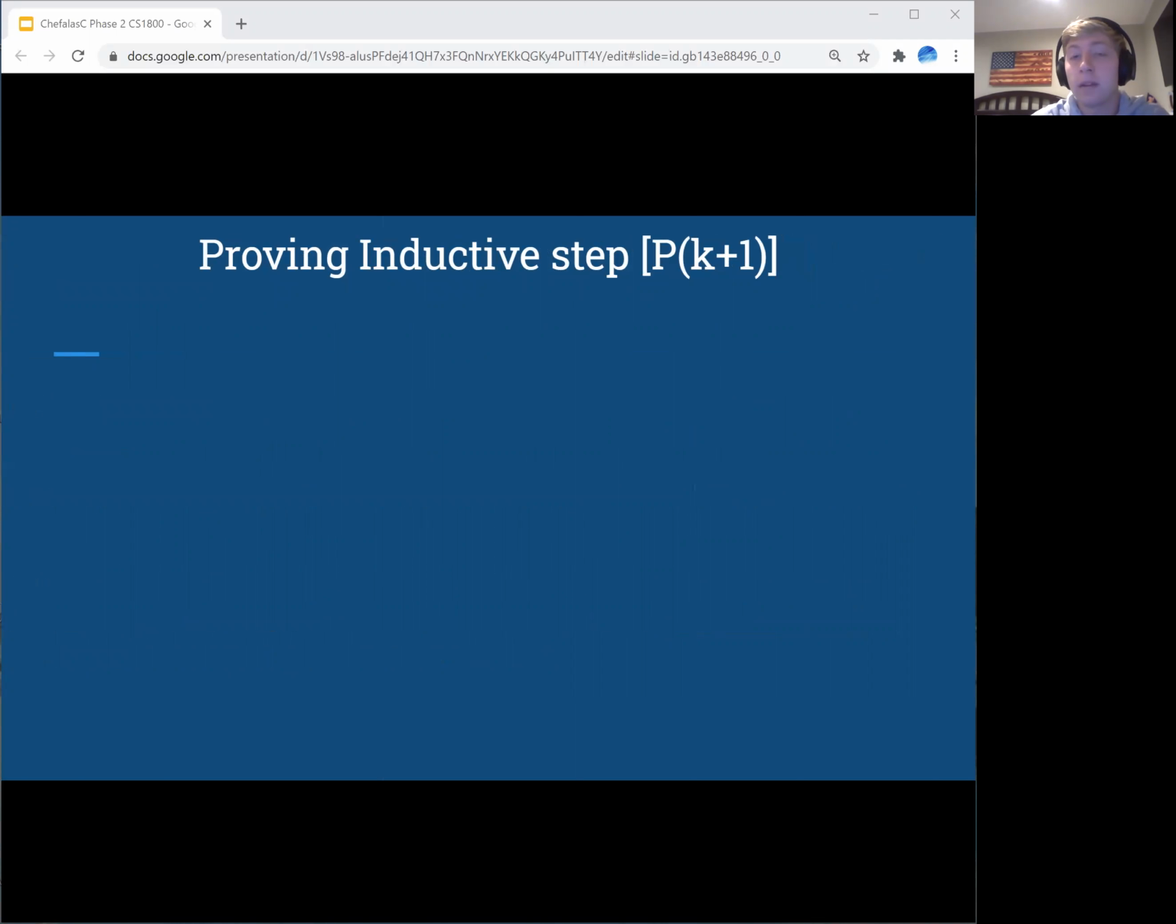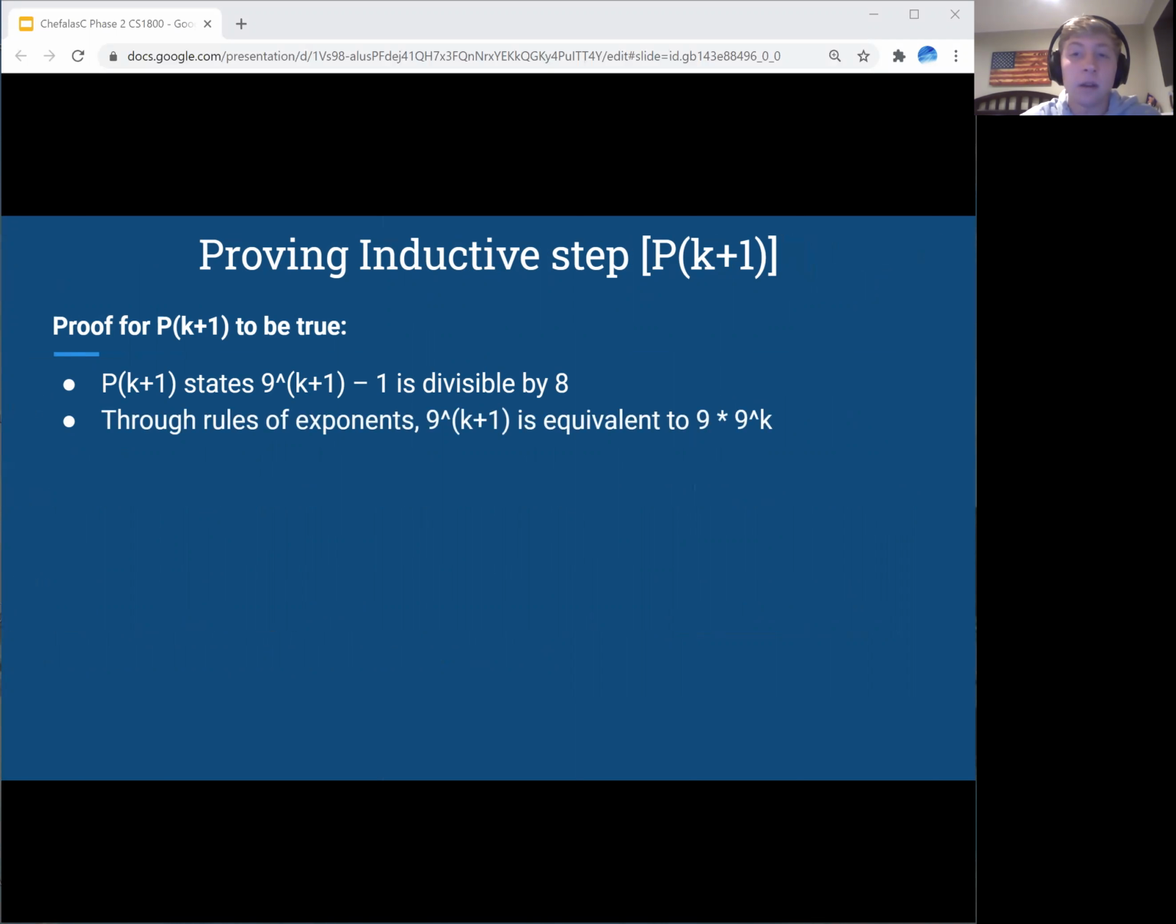Now we prove P(k+1), our inductive step, to be true. We know that P(k+1) states that 9 to the k+1 minus 1 is divisible by 8. Through rules of exponents, we can rewrite 9 to the k+1 as 9 times 9 to the k. Thus, P(k+1) can be written as 9 times 9 to the k, minus 1.